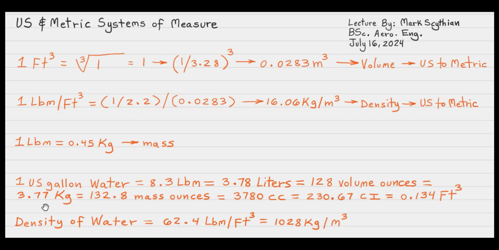and 132.8 mass ounces, or at least weight ounces, we'll say this, because there's 16 weight ounces to a pound. So 16 times 8.3 is 132.8 mass ounces, and that in a volume is equivalent to 3780 cc's, or 230.67 cubic inches, or 0.134 cubic feet.